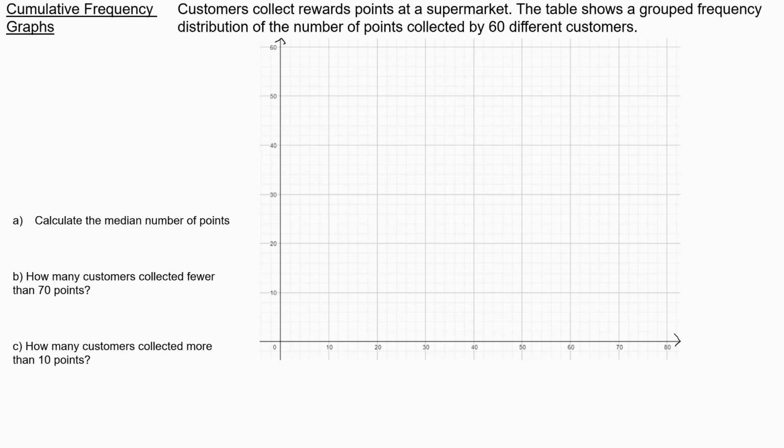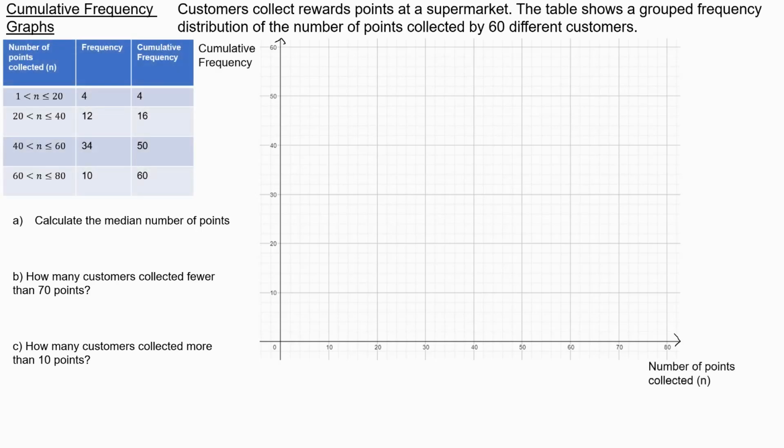Here's an example of a cumulative frequency graph. First of all, we have a table, and the table shows us the number of points collected by customers at a supermarket and the frequency. Now, if you notice, this isn't showing us exactly how many points each person collects. It gives us a range. It says that 4 people collected between 1 and 20 points, 12 people collected between 20 and 40, 34 people collected between 40 and 60, and so on.